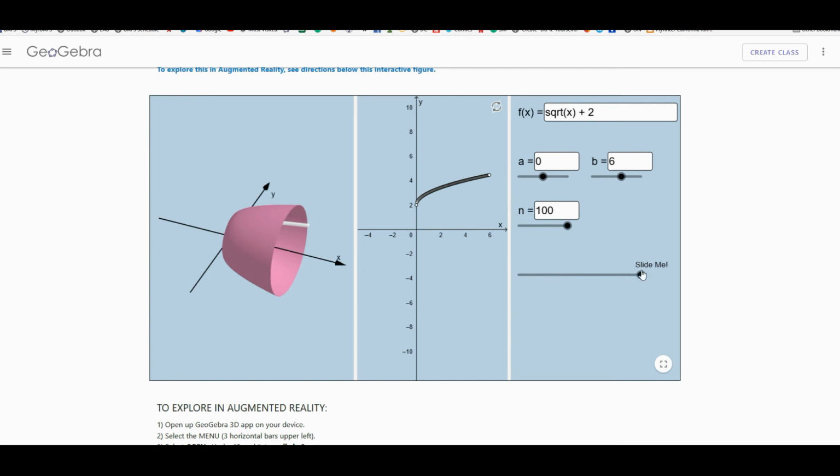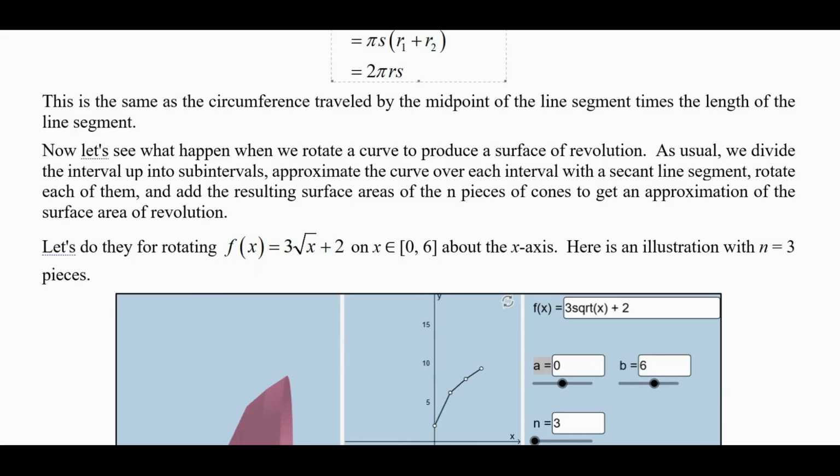So, to kind of see what's going on, let me go back to a really small one. Let's just go back to say 3 and slide it so you can see what's happening. So you can see it's pieces of cones put together. But if I do more and more of those pieces, it gets closer and closer to what we get by actually taking a smooth curve and going around. So that's the basic idea of what we want to do.